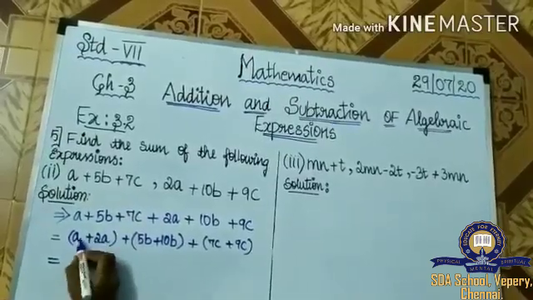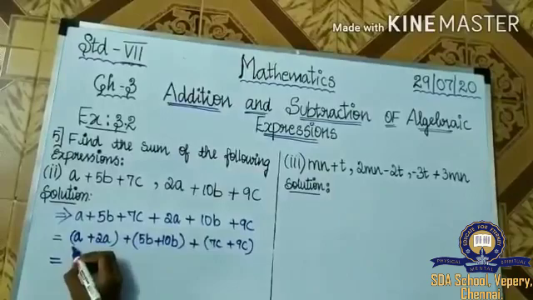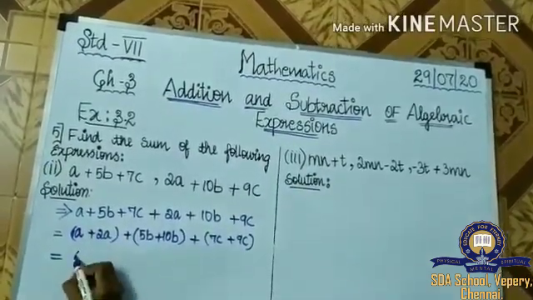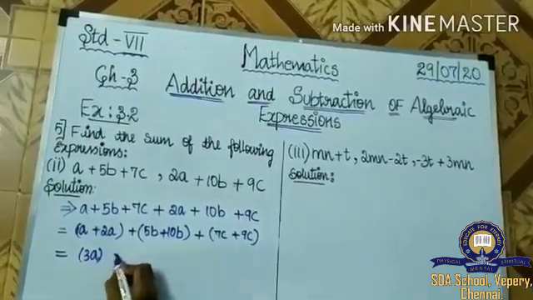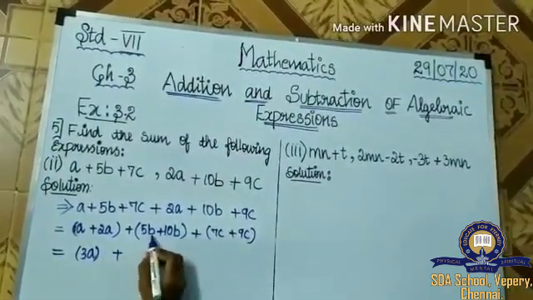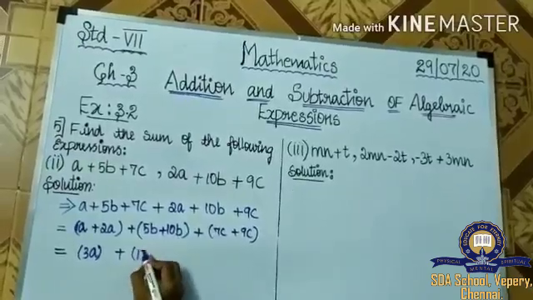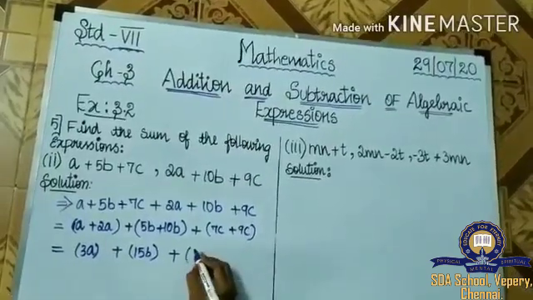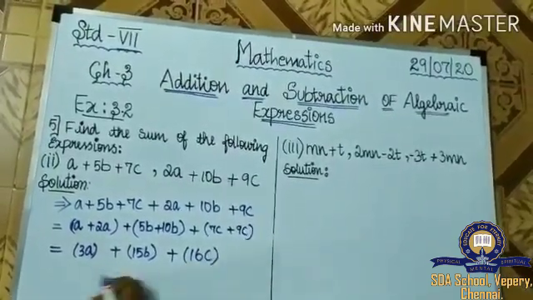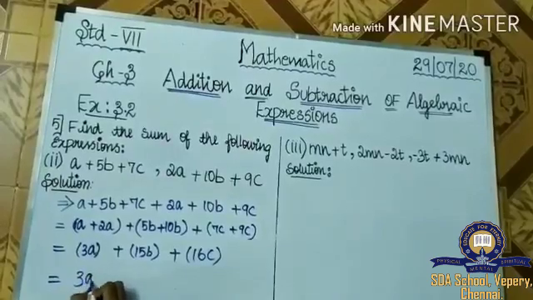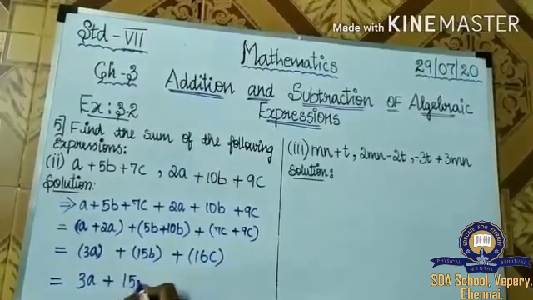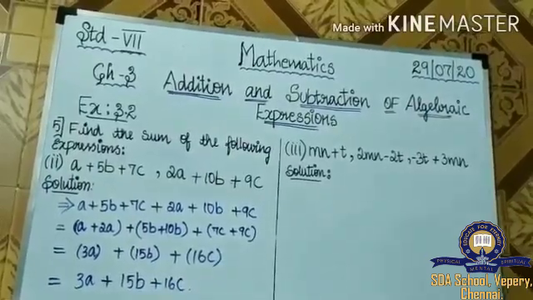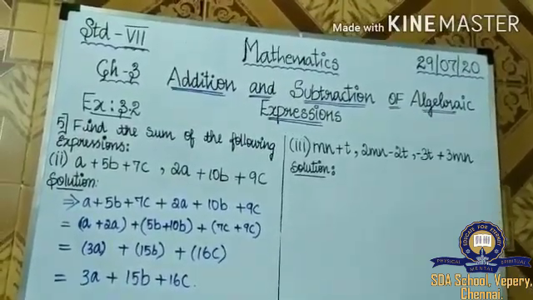So a plus 2a. a means a is multiplied by 1. So it's nothing but 1a. Okay, students. So 1a plus 2a means we will get 3a, plus 5b plus 10b means we will get 15b, and 7c plus 9c is 16c. Now we are going to write as it is without a bracket. Are you clear, students? Let's move on to our third subdivision.